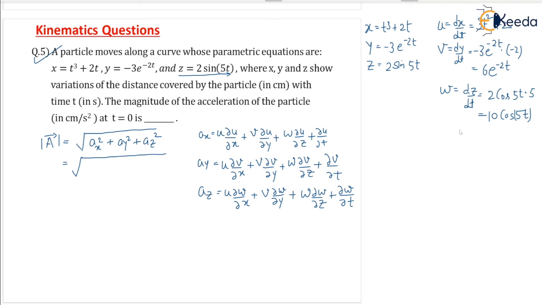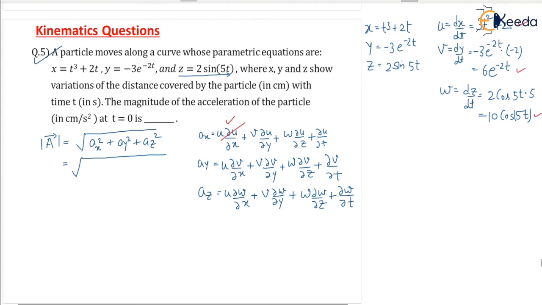But what is the good part? You can see in all the expressions of u, v and w, x, y, z is absent. x, y, z is absent in all the three terms. So when you differentiate dou u by dou x, you will get 0. When you differentiate with respect to x, you will get dou u by dou x equal to 0. Dou u by dou y also 0. Dou u by dou z also 0 because there is no x, y, z present in the u, v, w terms. But dou u by dou t will be there.